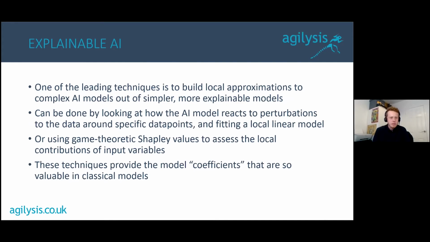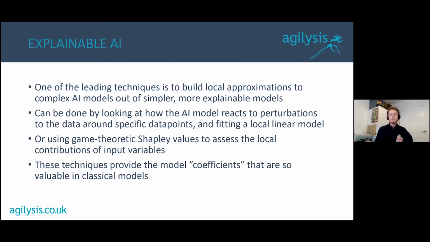So I'm just going to touch on a few of these techniques. One of the best ways of doing this is to build local approximations to complex models. So what you do is you take your big AI model, whether it's a neural network or something slightly easier to build.